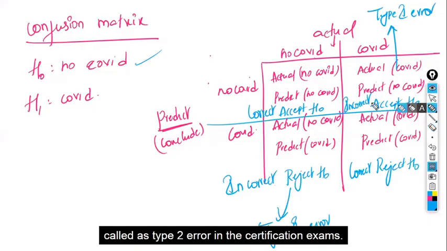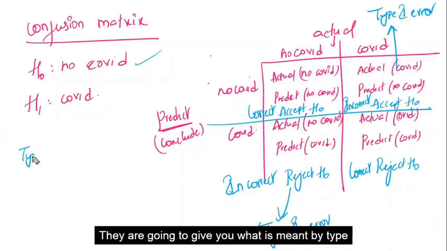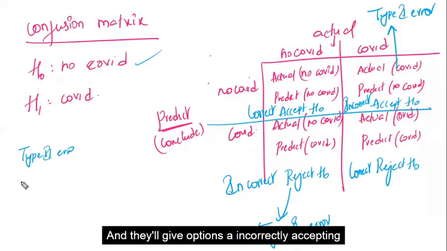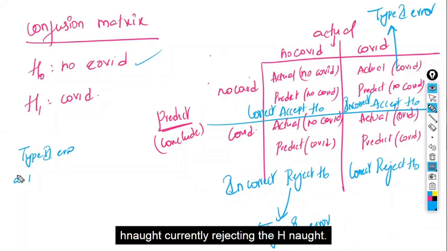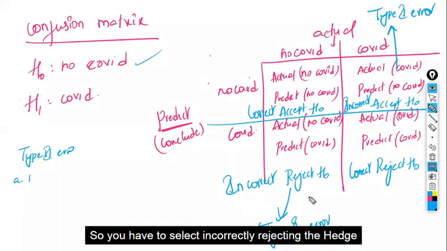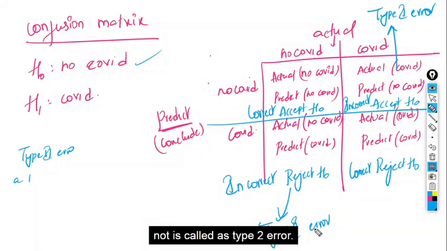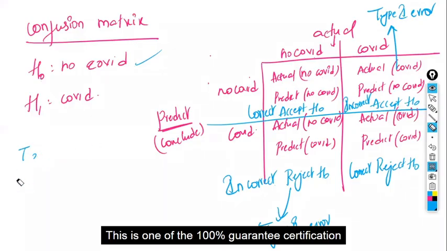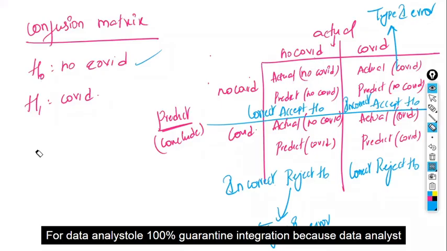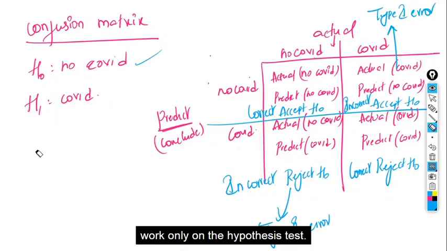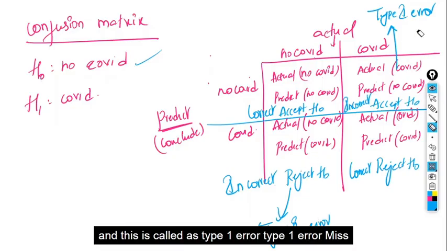In the certification exams, they are going to ask what is meant by type 2 error, and they'll give options: incorrectly accepting H0, incorrectly rejecting H0, correctly accepting H0, correctly rejecting the H0. So you have to select incorrectly rejecting the H0 as type 2 error. This is a 100% guaranteed certification question. In interviews for a data analyst role also, it is a guaranteed question, because data analysts work on hypothesis testing. For them, statistics is more important, right? So this is type 2 error, and this is type 1 error.